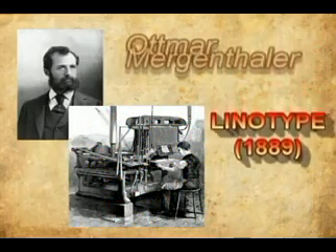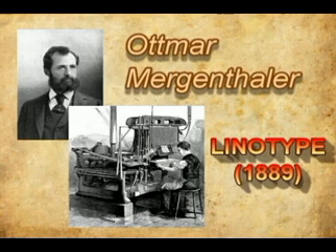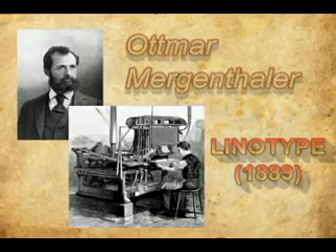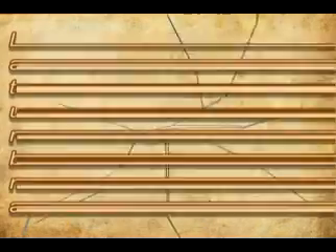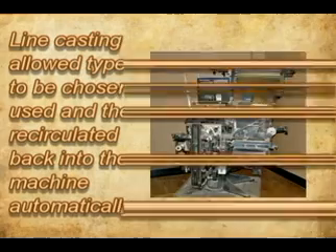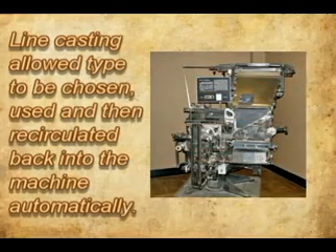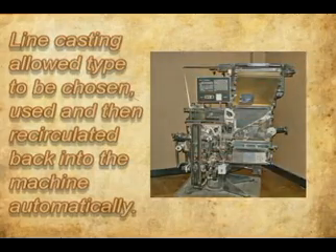Typesetting was transformed by the introduction of line casting machines. First was Ottmar Mergenthaler's linotype in 1889, and then the monotype machine. Line casting allowed type to be chosen, used, and then recirculated back into the machine automatically.